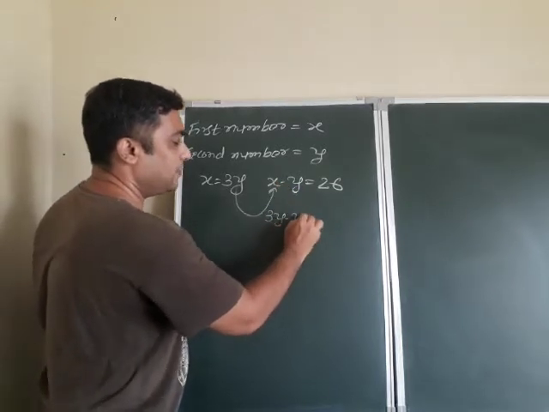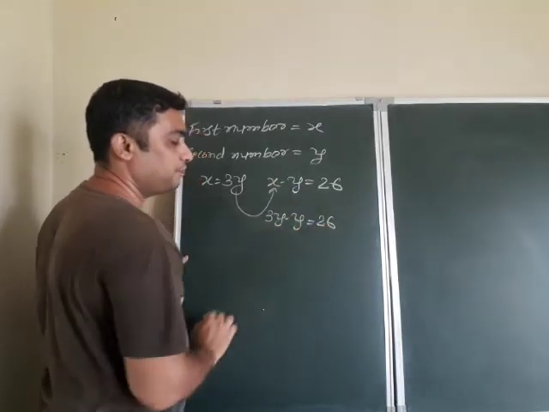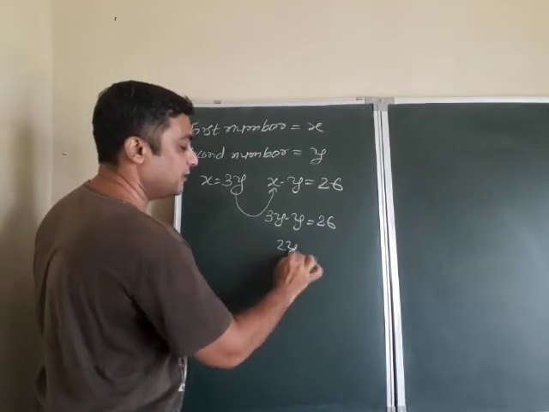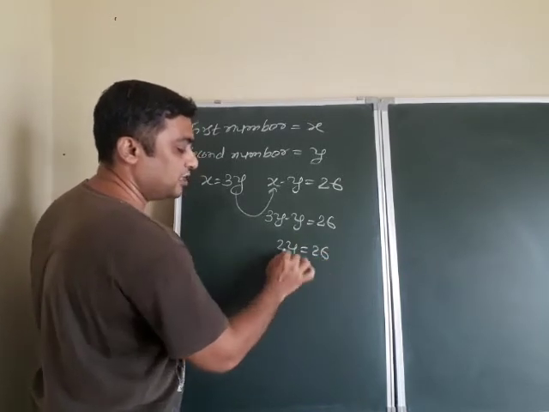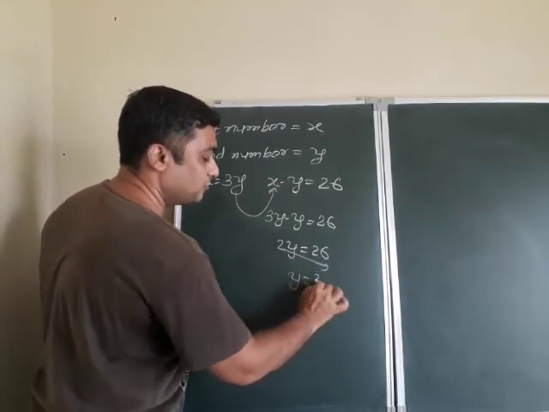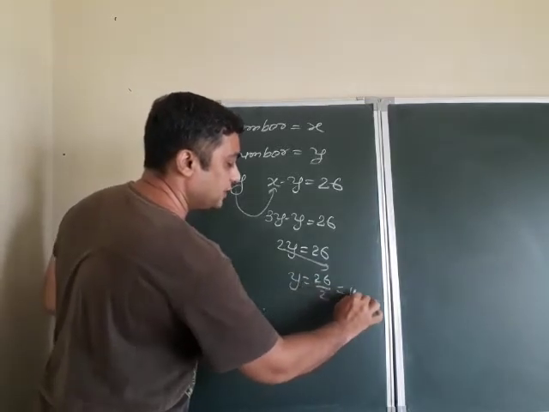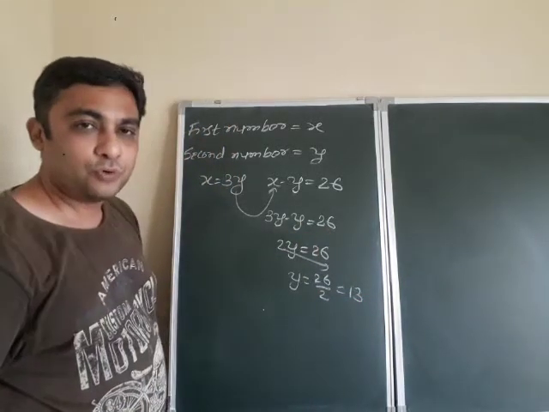So this is 3y minus y is equal to 26. 3y minus y, that is 2y, is equal to 26. This 2 goes on this side. So y is equal to 26 by 2, and you will get 13. So one number is 13.